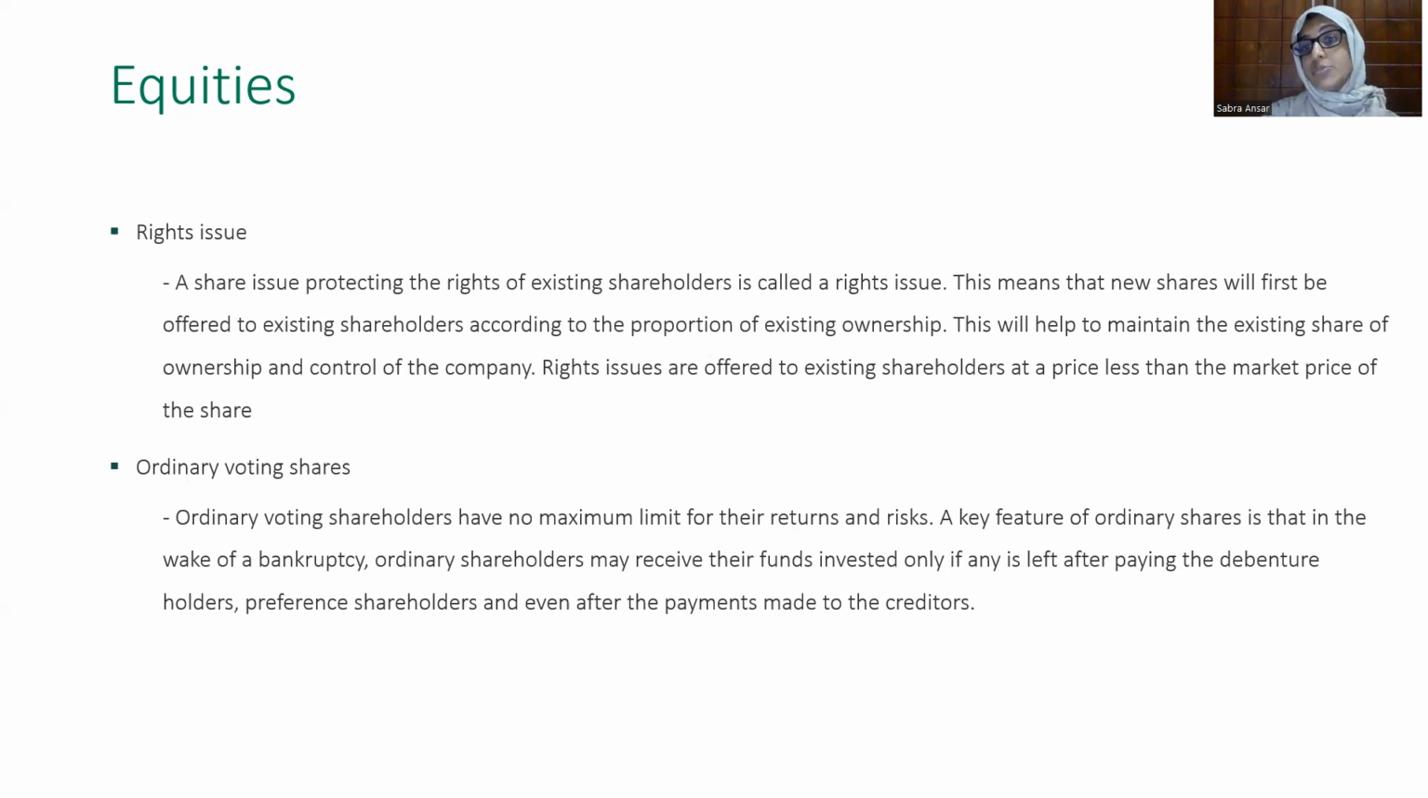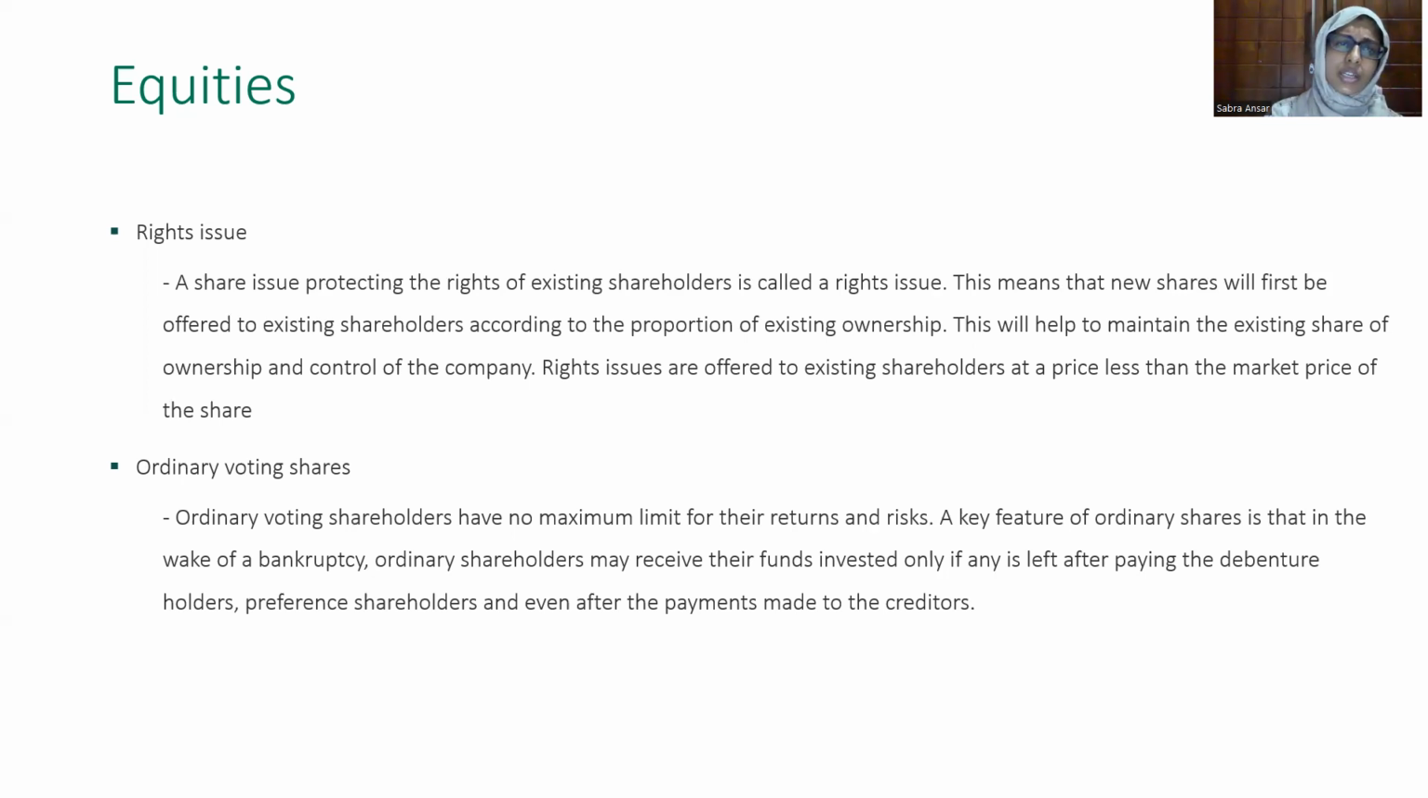This will generally help to maintain the existing share of the ownership and control of the company. So basically, when a new share is going to be issued, the existing shareholders get a particular right to buy a specific amount of shares from the company before the others. And one of the most important things about rights issues is that they are offered to existing shareholders at a price which is less than the market price of the particular share. So that is what a rights issue is.